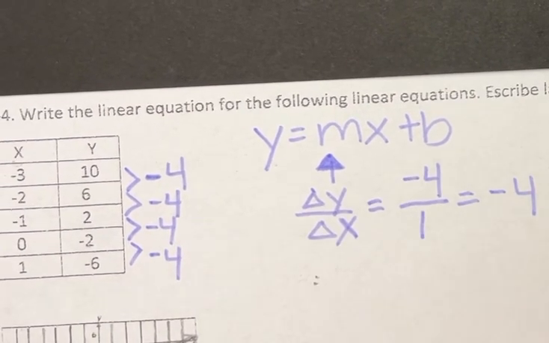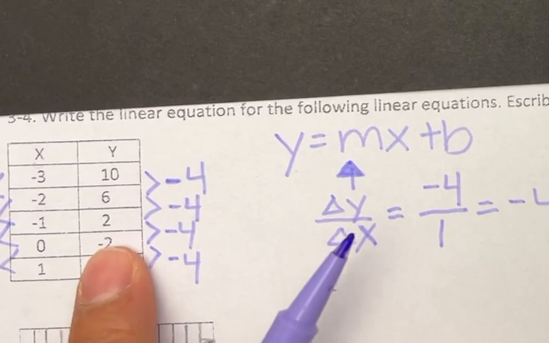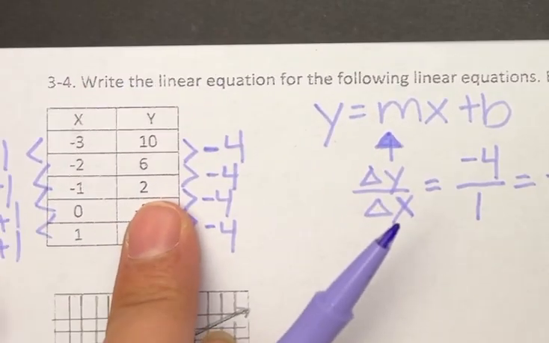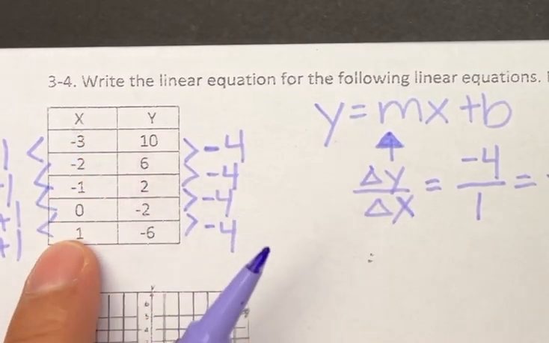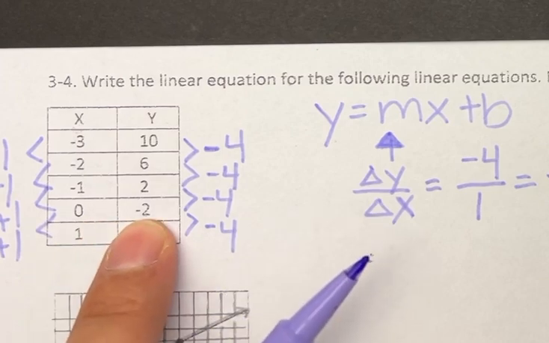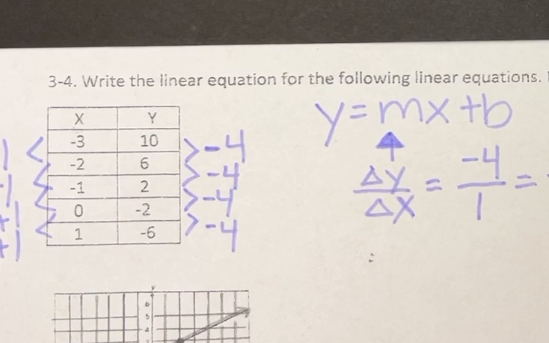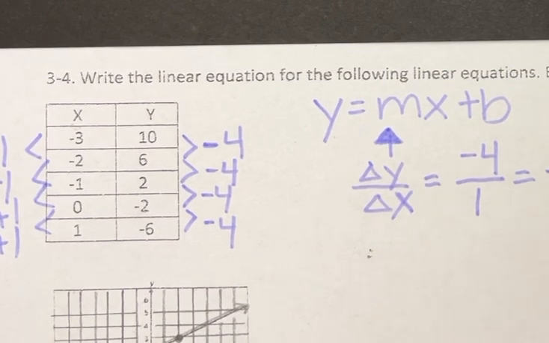Muchos estaban poniendo para la B negativo 1 o 1. No sé de dónde agarraron eso, pero recuerden, van a ver a la tabla. Van a ver dónde está el 0. Aquí está el 0. ¿Cuál es el valor de Y? Negativo 2. Pues ese es nuestro valor de B, o donde intercede en la Y. Okay, so that would be my final answer. Esa sería mi respuesta final.